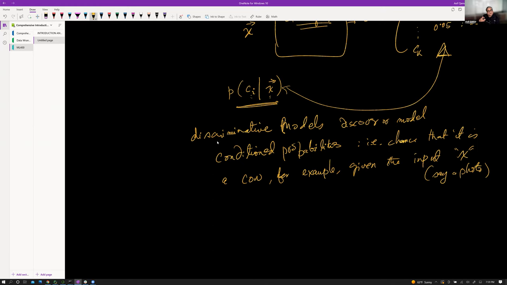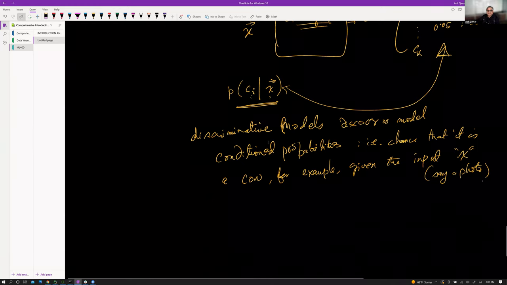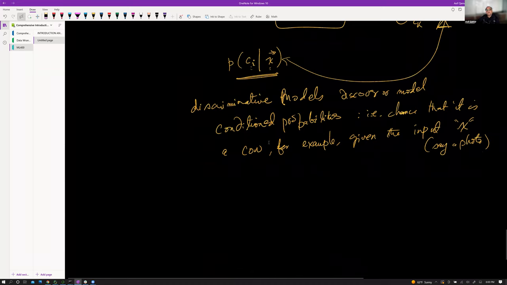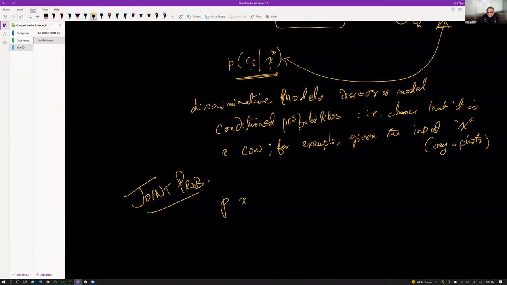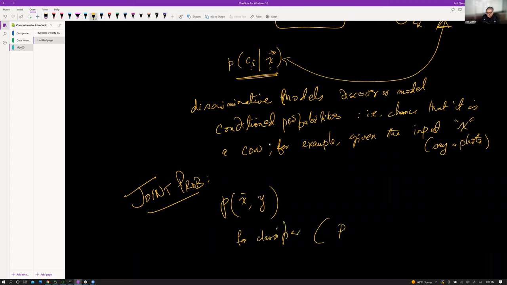But what is a generative model? What a generative model does is it says, you know what? Suppose I could find the joint probability of X, the input, and a given output, let's say Y. Let me put it as Y, because that's what people write it as. For a classifier, Y would belong to... it is basically the probability of X and C_i, right?